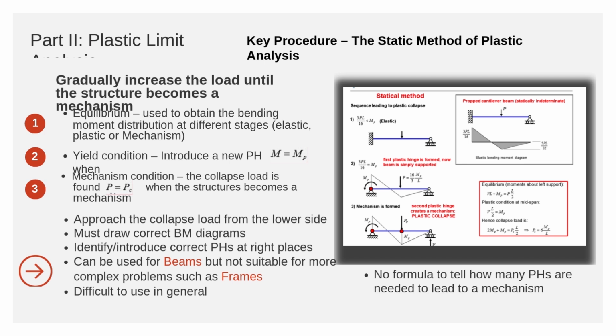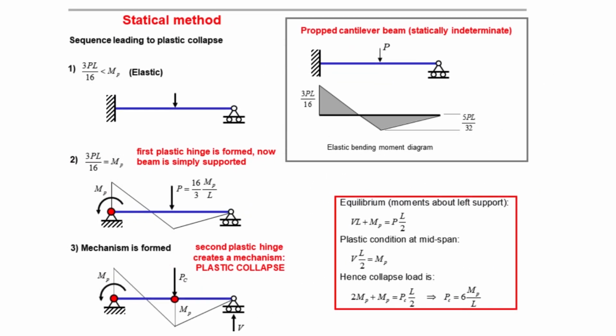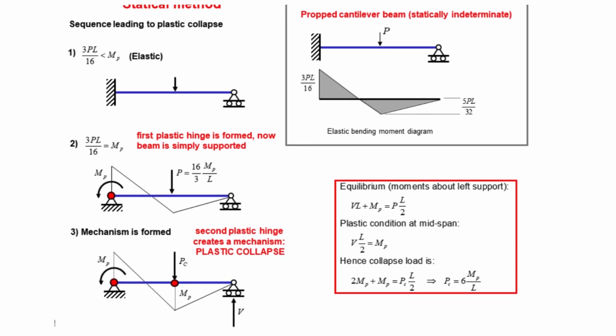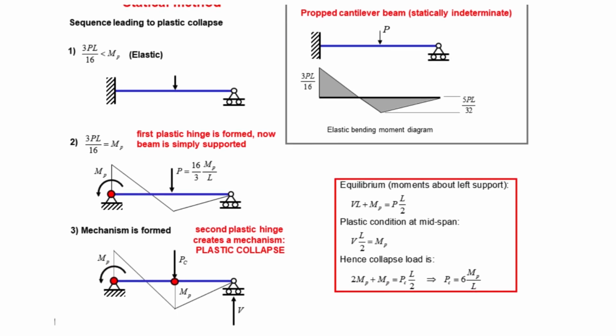Approach the collapse load from the lower side. Must draw correct BM diagrams. Identify and introduce correct PHs at the right places. This can be used for beams but is not suitable for more complex problems such as frames. It is difficult to use in general. There is no formula to tell how many PHs are needed to lead to a mechanism.